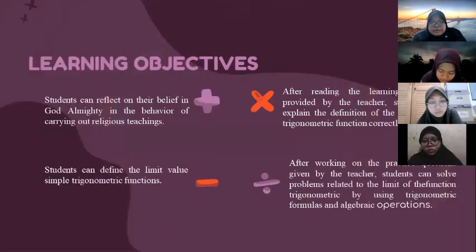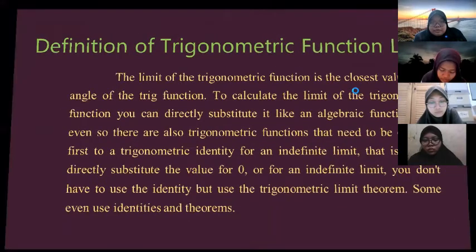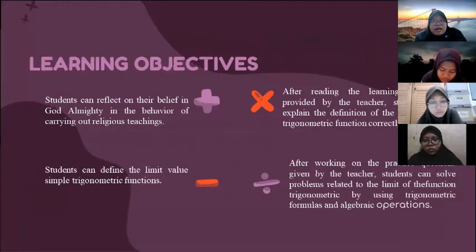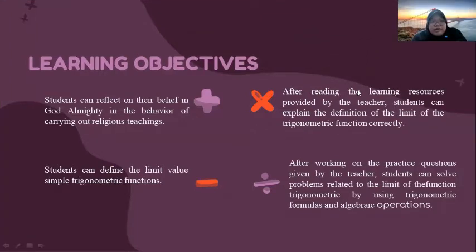Trigonometric limit. Learning objective: students can reflect on their belief in God Almighty in the behavior of carrying out religious teaching. After reading the learning material provided by the teacher, students can explain the definition of the limit of the trigonometric function correctly. Students can determine the limit value of a simple trigonometric function. After working on the practice questions given by the teacher, students can solve problems related to the limit of trigonometric functions by using trigonometric formulas and algebraic operations.